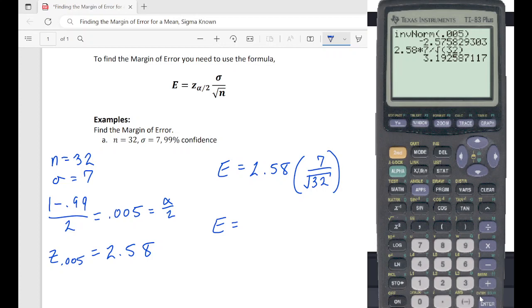And we'll get a long decimal number, but I'm going to round to, I guess, 4 decimals would be good. So 3.1926. And this would be our margin of error for the information given here.